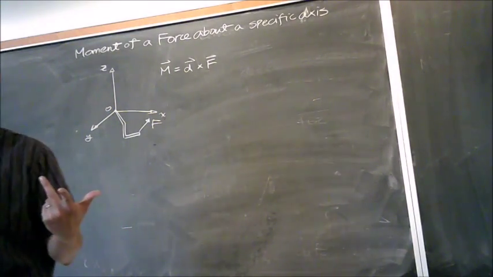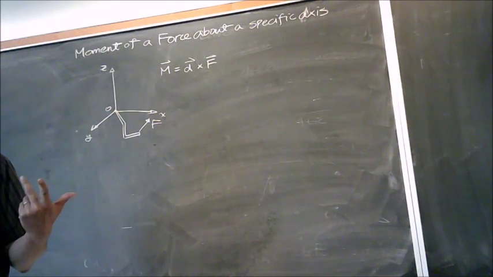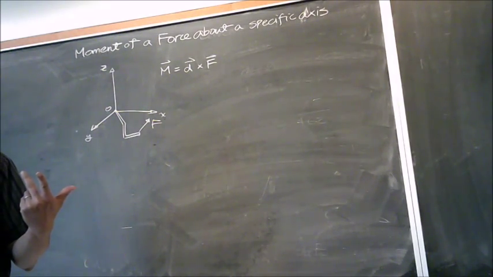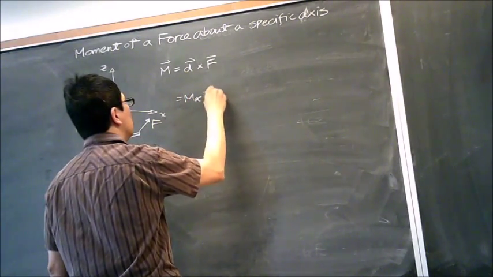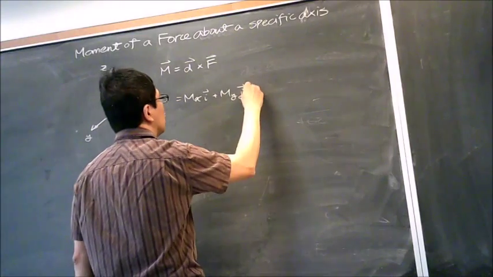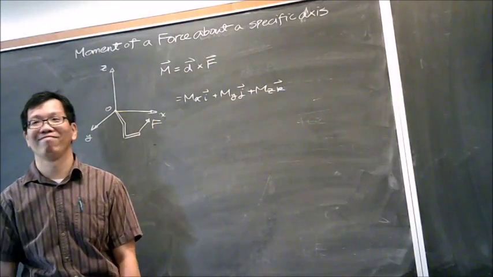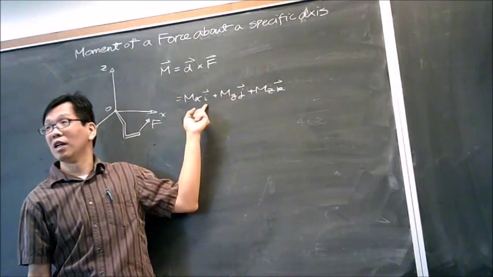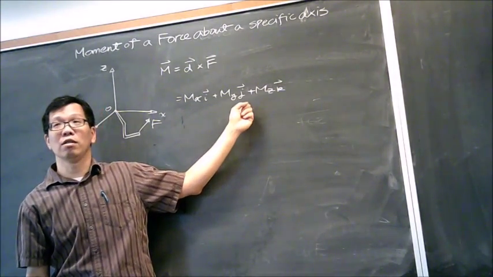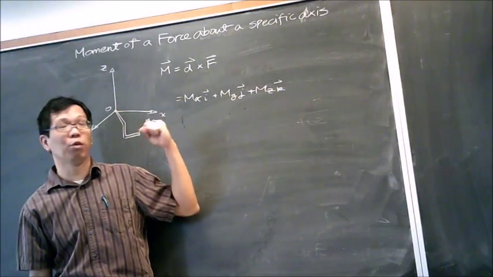What do these three numbers actually tell you? I mean, what are the physical meanings of those three numbers? Can anybody tell me? When you say it's going to be Mx i, what does this actually tell you? The moment around the x direction, the moment around the j direction, the moment around the k direction.